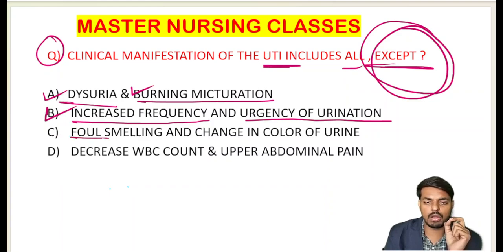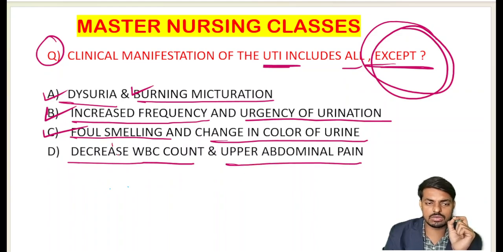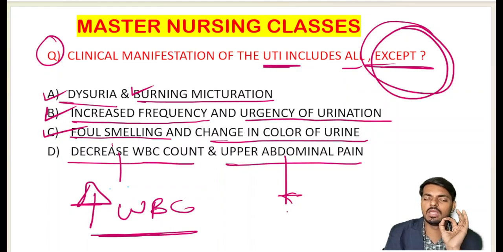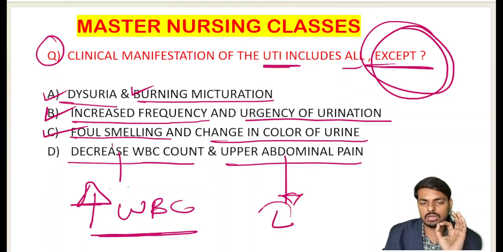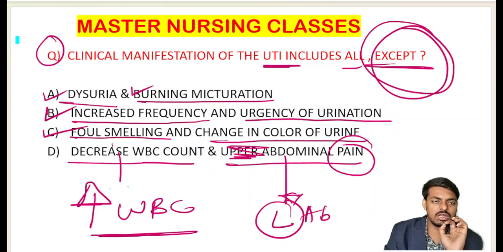And when there is foul smelling and a change in the color of the urine, this is also a classical picture of urinary tract infection. Decreased WBC count, upper abdominal pain. No, students. In case of any infection, the WBC count will increase, and especially in urinary tract infection, lower abdominal pain is there, not upper abdominal pain, students. So the except one goes here as option D.